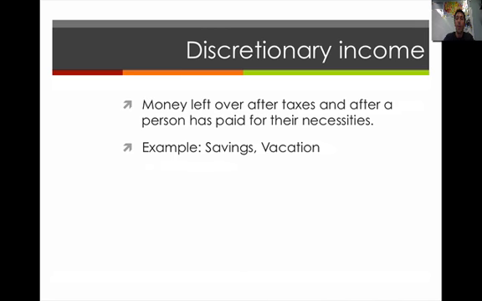The wants are paid for with discretionary income. Your definition for discretionary income? Money left over after taxes and after a person has paid for their necessities. Now, discretionary income could be saved, it could be invested in the stock market for retirement, it could be used to go on a vacation. It's important that you think of discretionary income as more of your wants, the things that you don't necessarily have to have. However, they're the things that make life a little bit more fun and enjoyable.